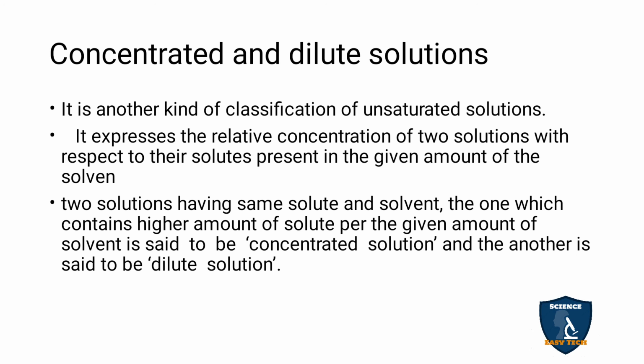Dilute solution means you take the same lemon juice in one tumbler. I will tell it like this: you take 10 ml of lemon juice and pour it into 90 ml of water. Now the lemon juice is diluted, and that solution is called a dilute solution. A higher amount of solute in a given amount of solvent is said to be concentrated, and a lower amount of solute and higher amount of solvent is said to be a dilute solution.